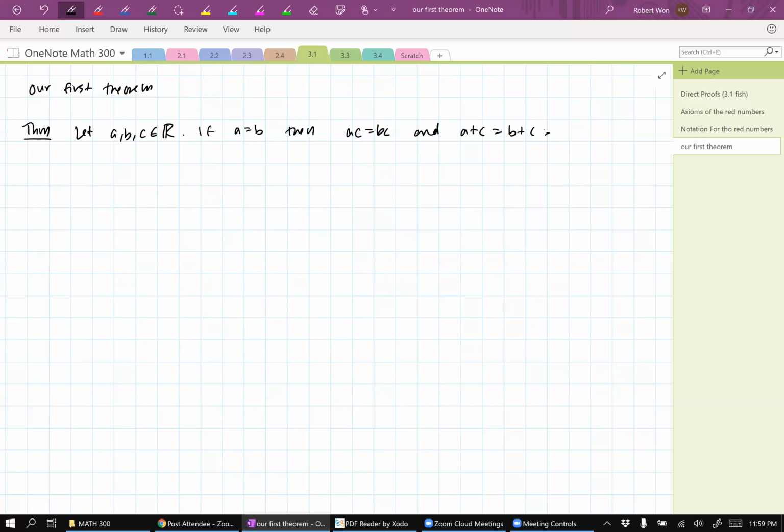Okay, I notice that this is a statement of the form if P, then Q, which means that we can prove it directly by assuming P, making some deductions, and then showing that Q must hold. This is our method of direct proof.